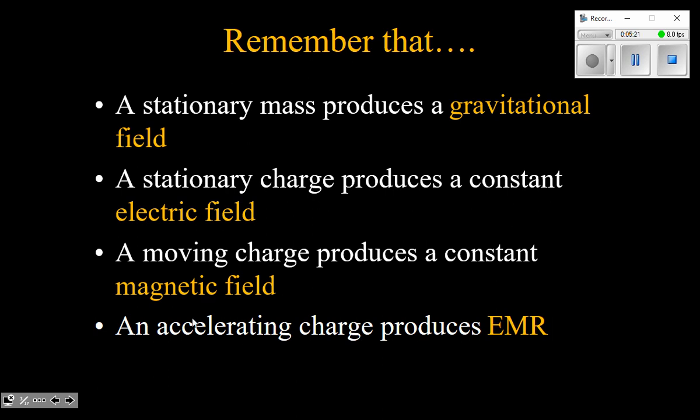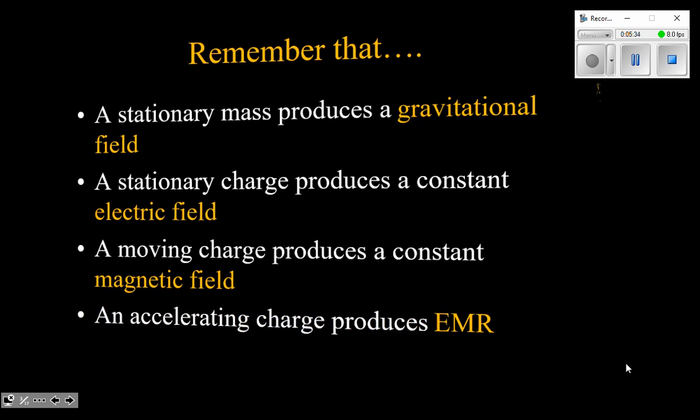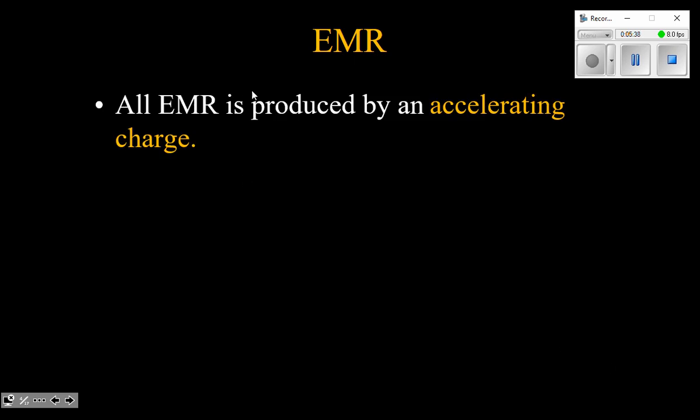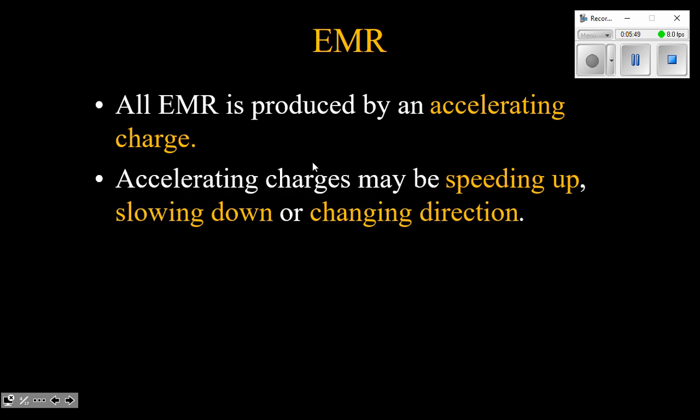They like that we can, as Physics 30 students, keep all this straight: what is it that is producing gravitational fields, electric fields, magnetic fields, and what is it that is producing electromagnetic radiation. EMR. All EMR is produced by an accelerating charge. So that's cut and dried. That's going to pretty much be our mantra that we listen to and obey.